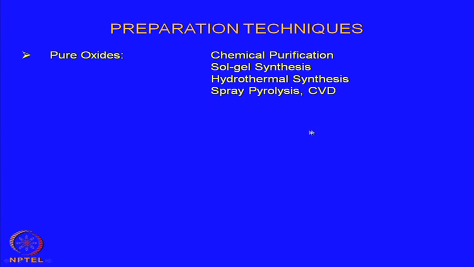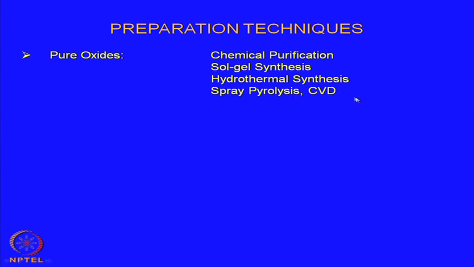Okay. Then there are two processes called spray pyrolysis and CVD. CVD is a short form of chemical vapor deposition. Normally CVD is also another technique by which one can make fine powders. In spray pyrolysis, you again take a solution and spray it, sprinkle it inside a hot chamber or in a flame, so that the droplets immediately get decomposed in the hot environment and produce the solid particles which are very fine.